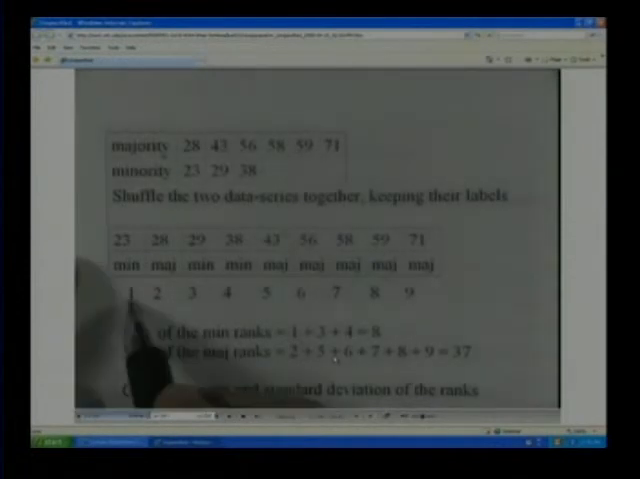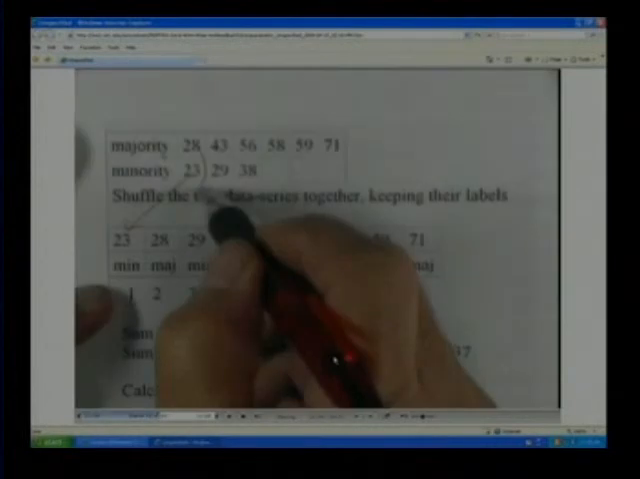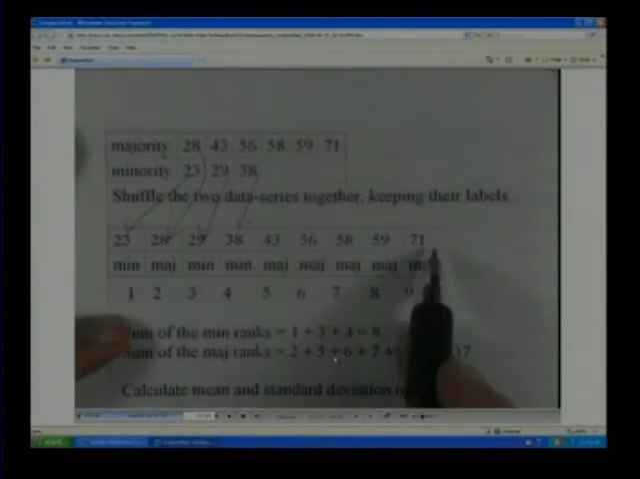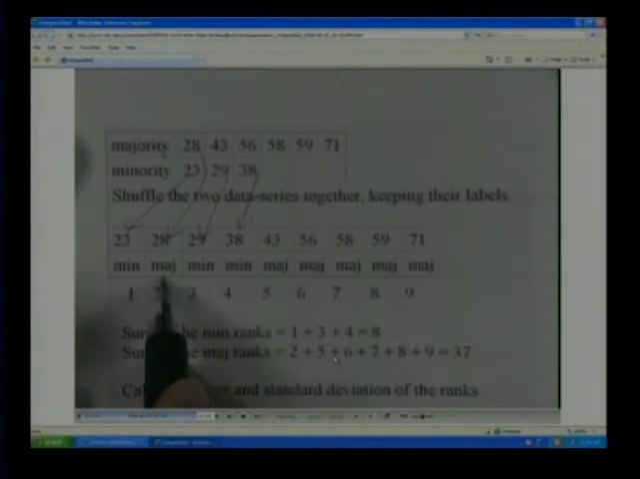23. So it has a rank of 1. There's a 28. It'll have a rank of 2. The 29 will have a rank of 3. The 38 will have a rank of 4. And then the rest of these will go over here. But you can see how you combine them all together and then you rank them, but you keep up with them.